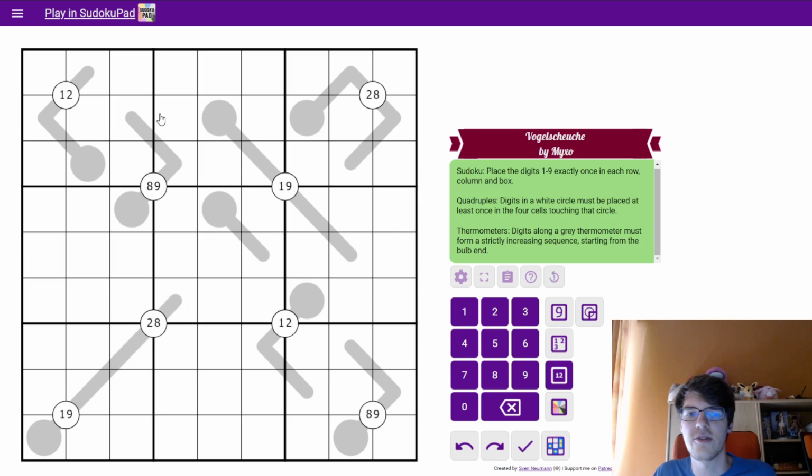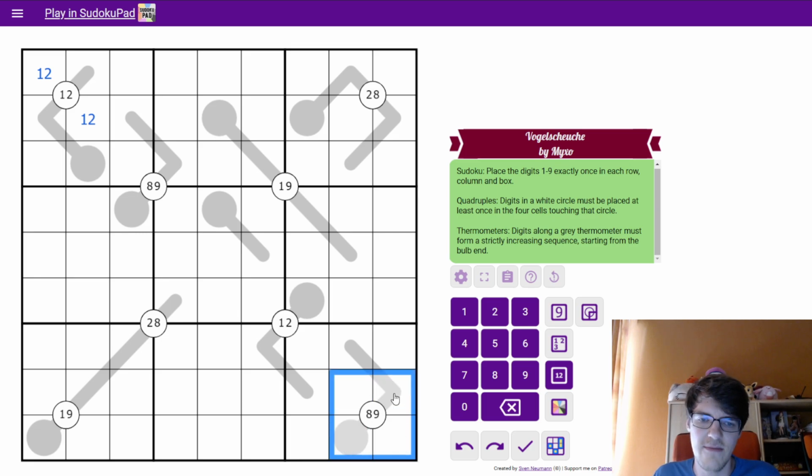Okay, so the break-in idea here is the following. We have this 1, 2 quadruple, so we need to put 1 and 2 somewhere here. But that means this bulb of the thermometer cannot be 1 or 2. It's at least 3, which means that these digits are also not 1 or 2, because they have to be bigger than 3. So the 1 and 2 go into these places.